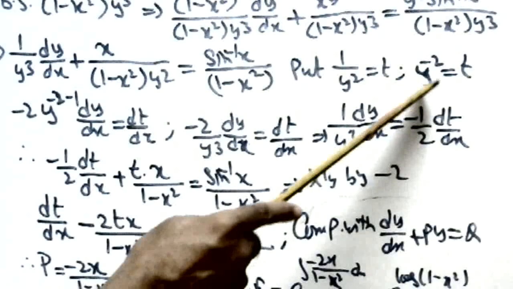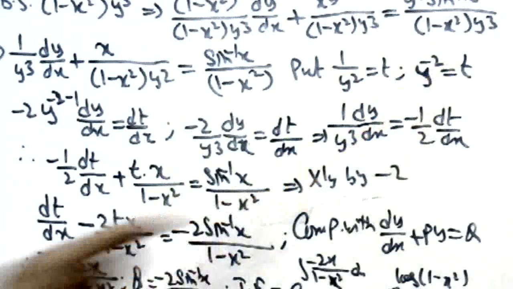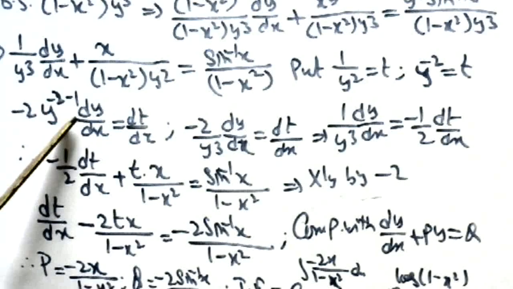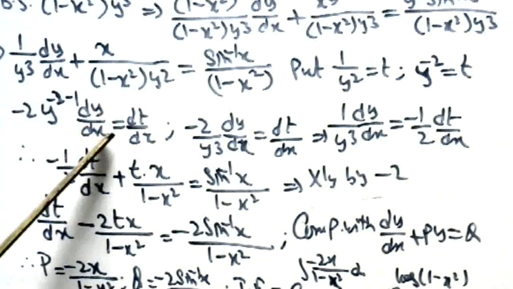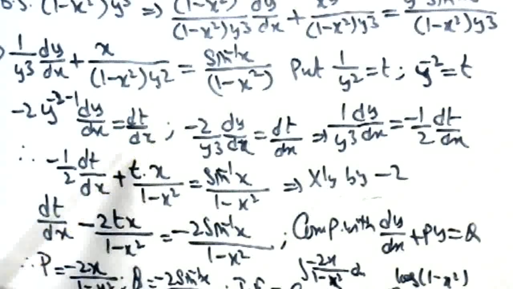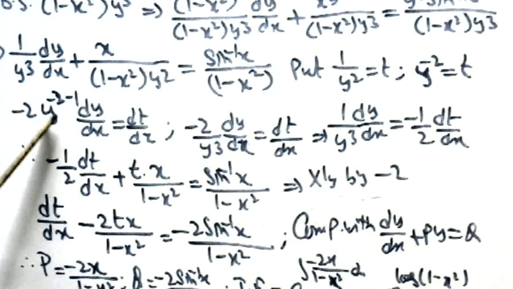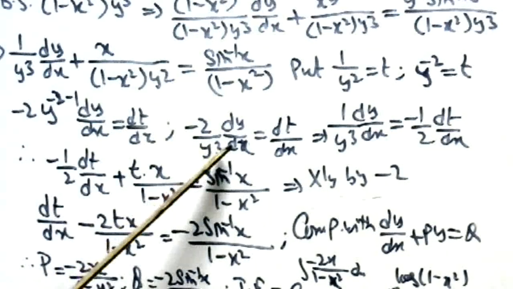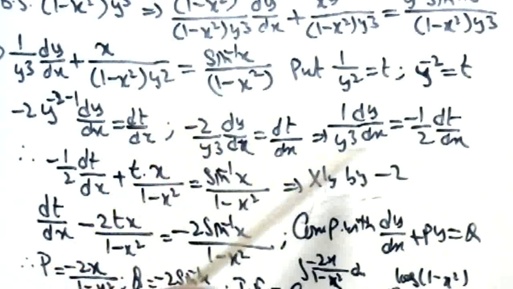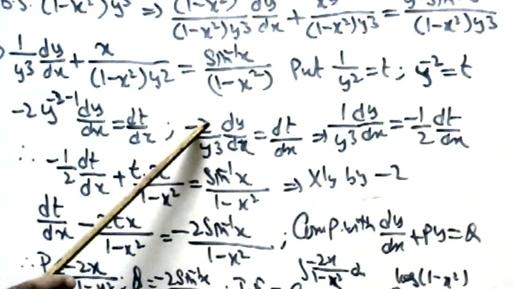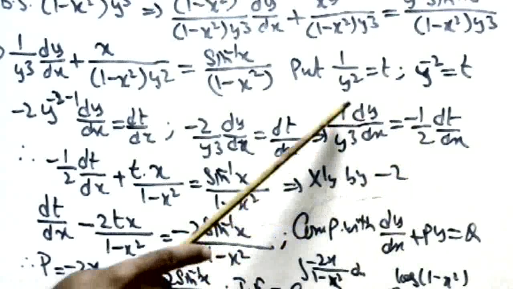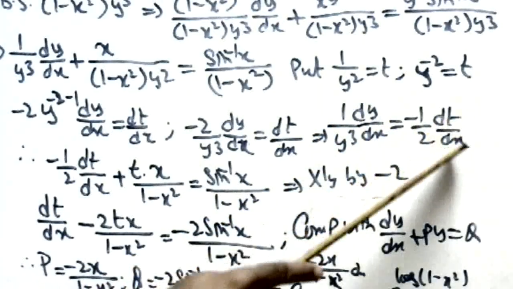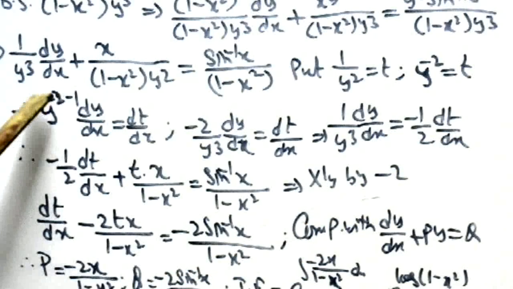Now bring this y square upwards: in the numerator it will be y power minus 2. Now d by dx of x power n is n into x power n minus 1. Because we differentiated y, therefore dy by dx. Here we have t, so dt by dx. Now this will be minus 2 y power minus 3. Y power minus 3, if you bring it to the denominator, will be y power 3. Bring this minus 2 here, it will be minus 1 by 2. Now we got 1 by y cube dy by dx equals minus 1 by 2 dt by dx.